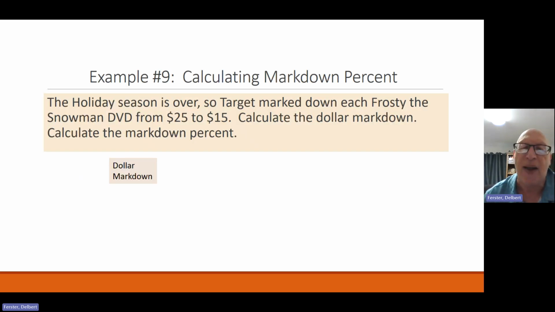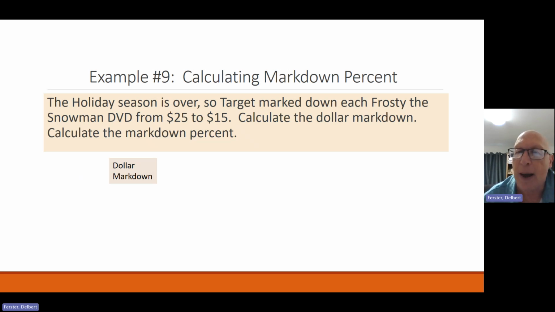Okay, Frosty, everybody's favorite. All right, fa la la la la, the season's over, and Frosty DVDs were originally 25 bucks, and Target has decided to blow them out of there, and they're going to decrease the price to $15. We're supposed to find a dollar markdown. Again, I don't know that we need a formula to do it. I think it's probably just the difference of those two numbers.